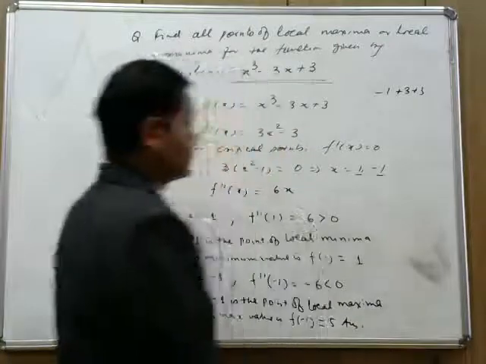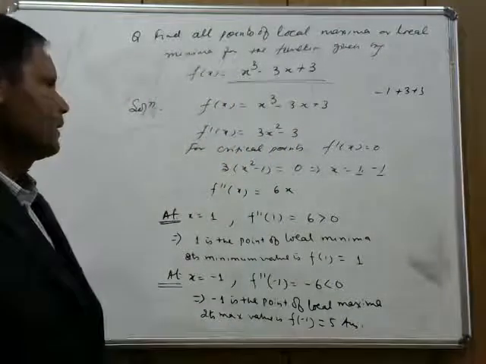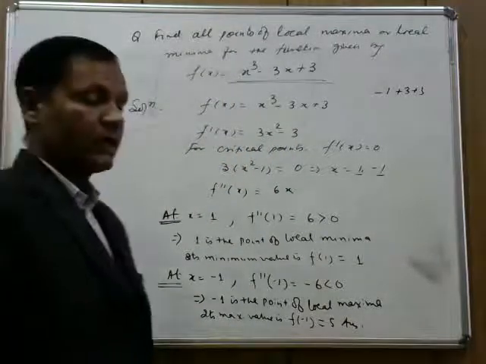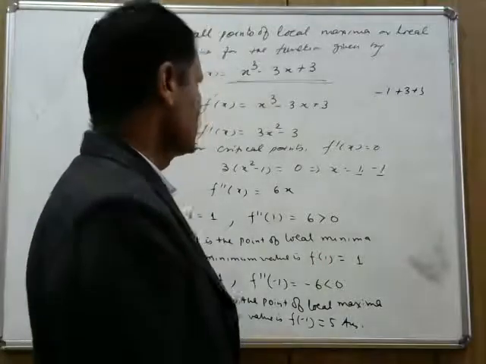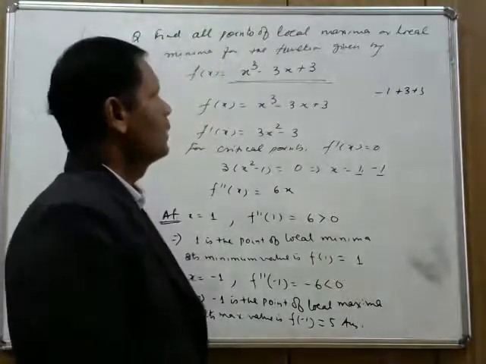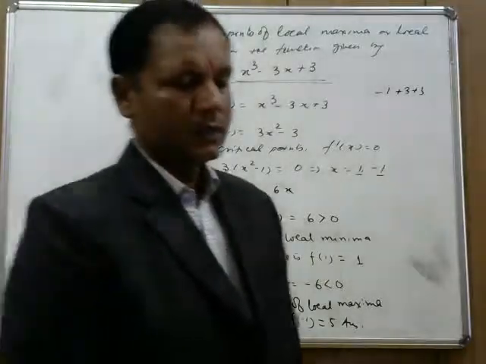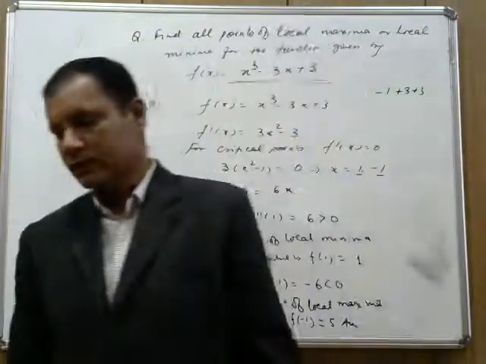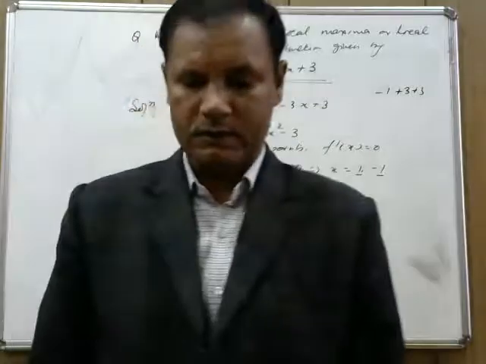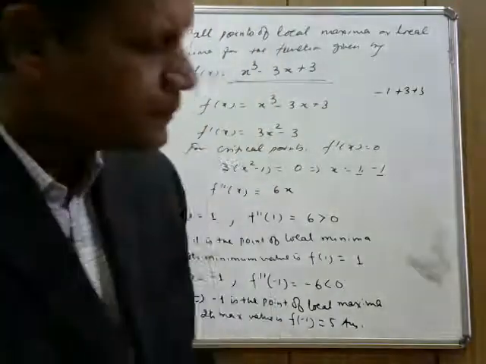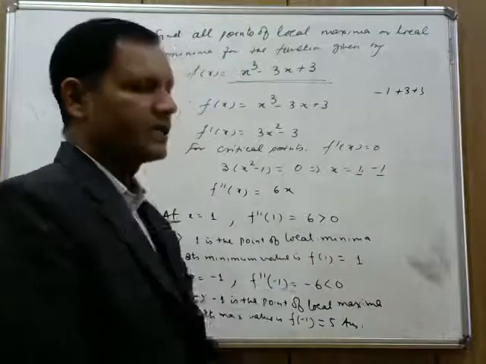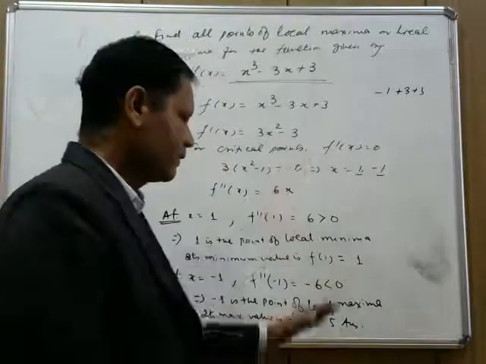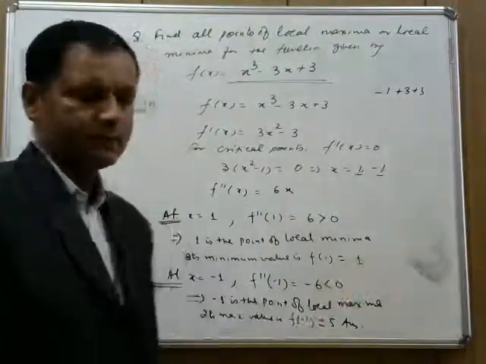This is the answer. This is the way to solve by the second derivative test. Now you can ask me, sir, when the question is asked to us, find the point of local maxima and local minima, then which test should I go for, the first derivative test or the second derivative test? I'll just share with you that please go with the second derivative test. The second derivative test is easier, isn't it?